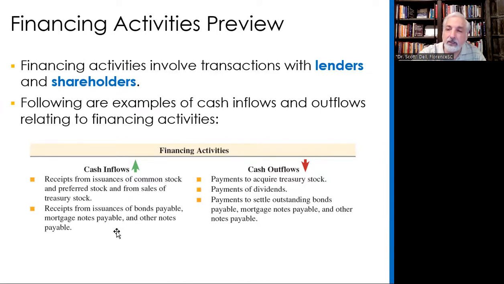We get any loans, somebody else's money, that is a cash inflow, as opposed to payments to get treasury stock, payments of dividends. We do need to include dividends as an outflow from equity, and payment to settle outstanding bonds payable, mortgage notes payable, and other notes payable. So if our cash is going out the door to settle these long-term type issuances, those again are outflows.